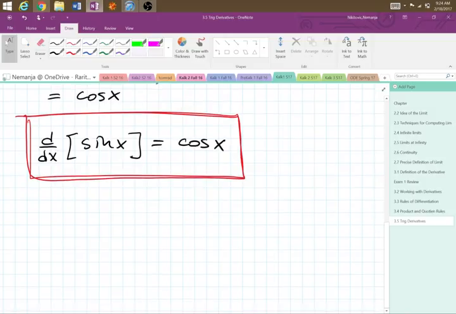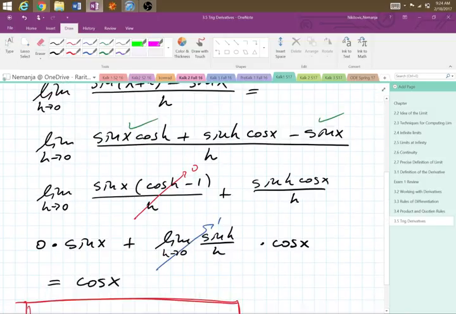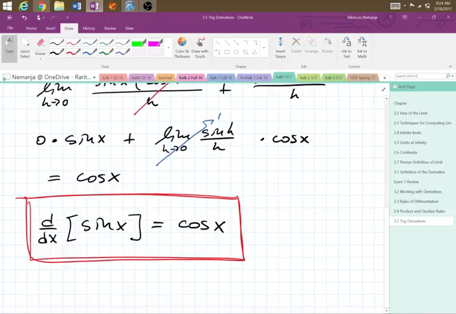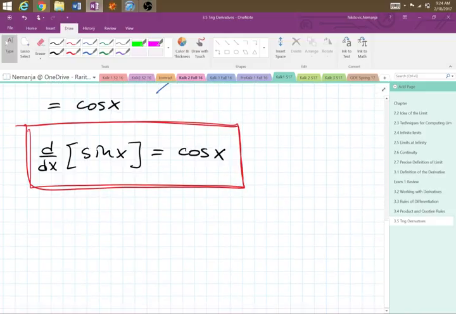So you have a trade-off. You either unleash this procedure every time when you need to find the derivative of sine x, or you just memorize that derivative of sine is cosine. You pick between the two. Now, what are the other 5? The other 5 would be that derivative of cosine x is negative sine x.